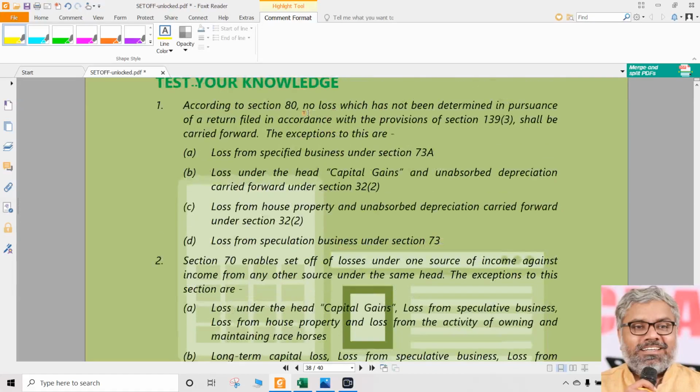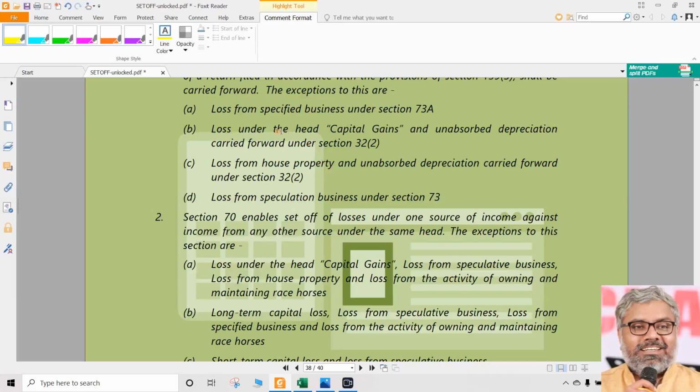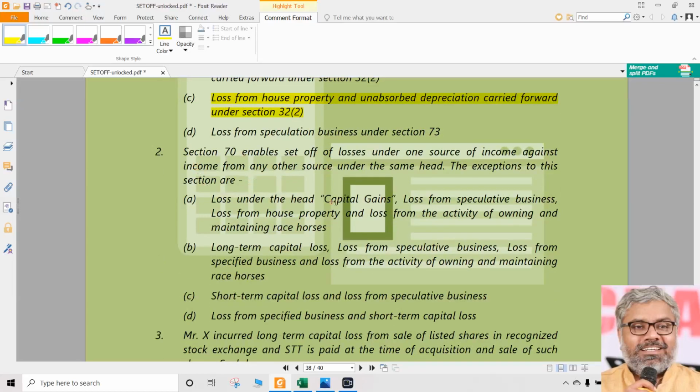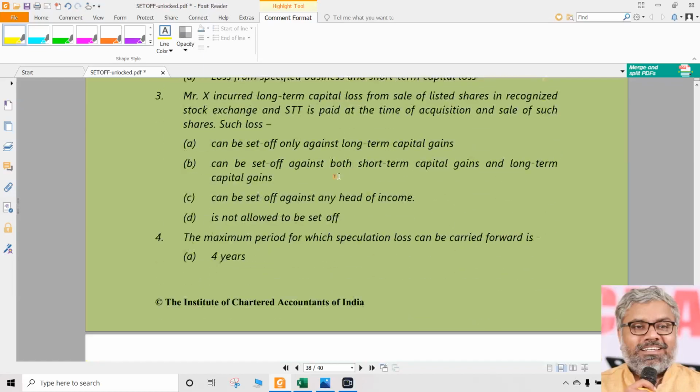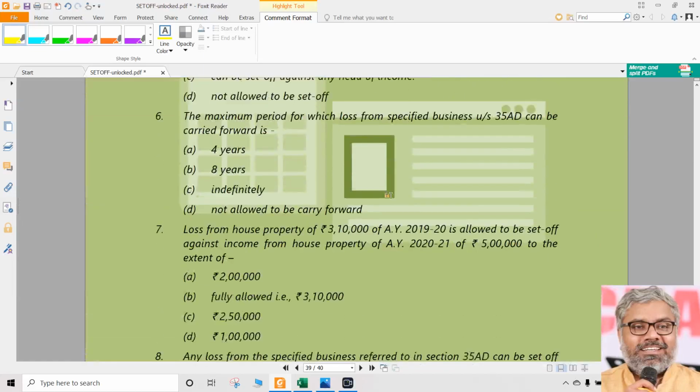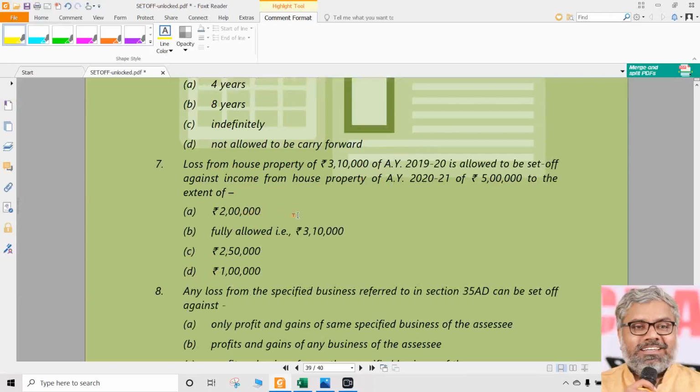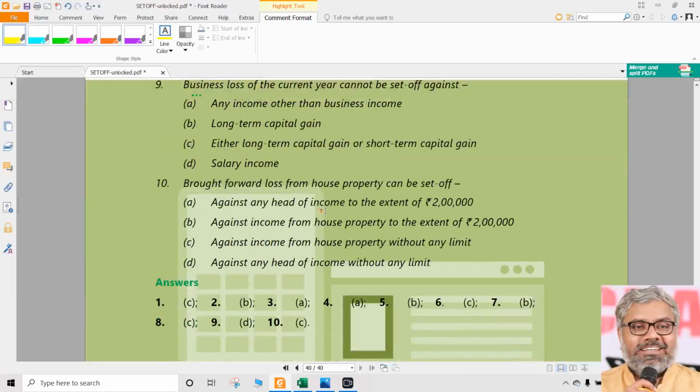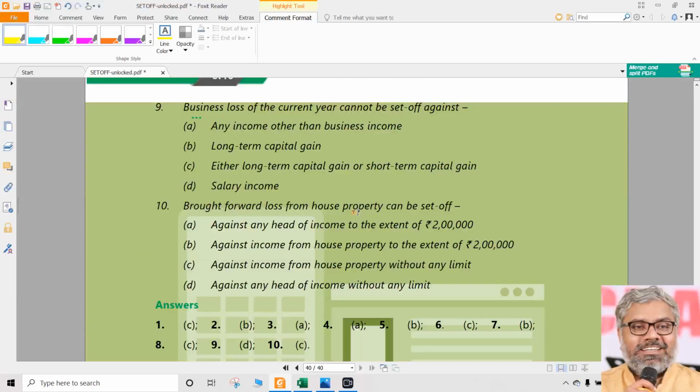So what are the points here to be noted? Some of them. For example, no loss which has not been determined in pursuance of a return filed shall be carried forward. Exception to this is what? Normally a loss return is compulsory for any type of carry forward of losses and set off of losses. The exception is naturally the loss from house property and unabsorbed depreciation. Straight question. Provision is there. Straight away, the answer is this. Like that, other questions also are very straightforward. Wherever there is any small calculation involved, you can do that, but answers are already there. With the knowledge of provisions so far, you should be able to solve these questions yourselves.